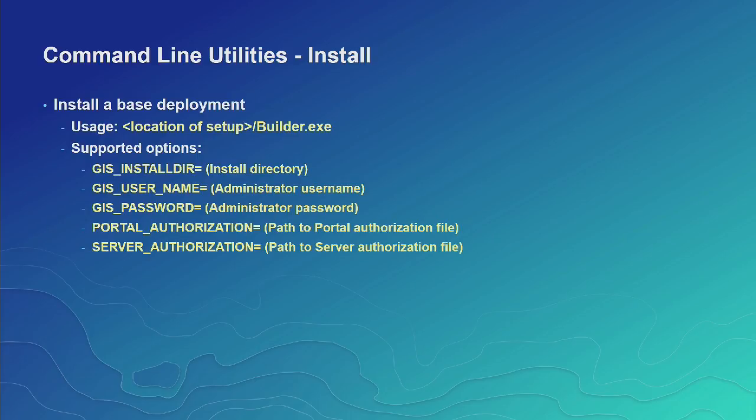The GIS username and password. So the account that you're going to use, the enterprise account that's going to be used to run portal, server, and data store. And then the authorization files for portal and for server. And this also serves as the upgrade utility as well. So before you actually configure everything, you can use the install to uninstall 10.5.1 and then install 10.6.